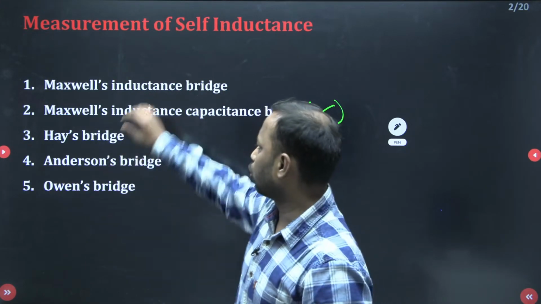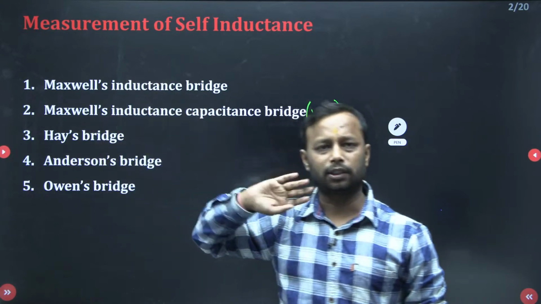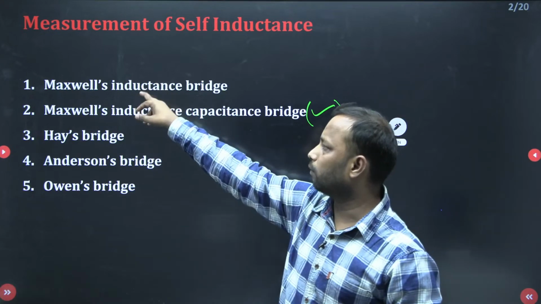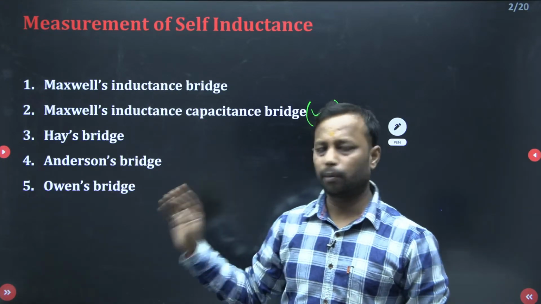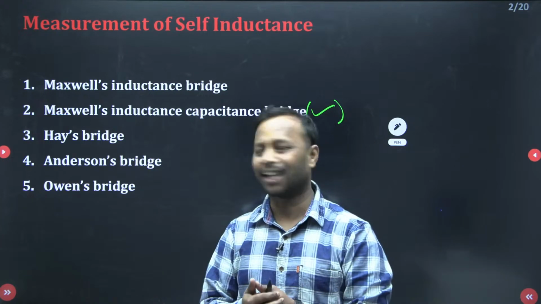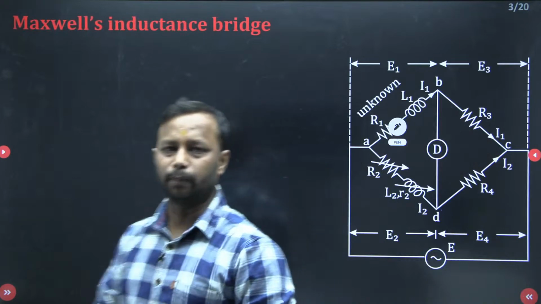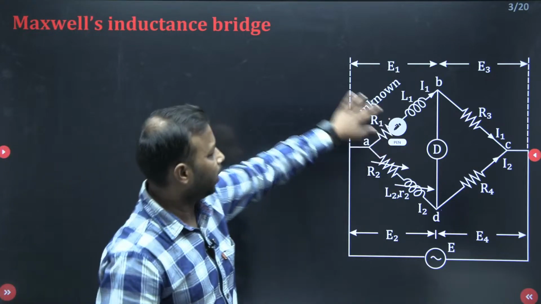Okay? The concepts we discuss here, you will utilize the same for the other bridges. So in this segment we will cover the first, second, and fifth ones, because the remaining two can be self-explanatory. Let us start with the first bridge, which is the Maxwell inductance bridge. So this is your schematic diagram. Let me move this side.